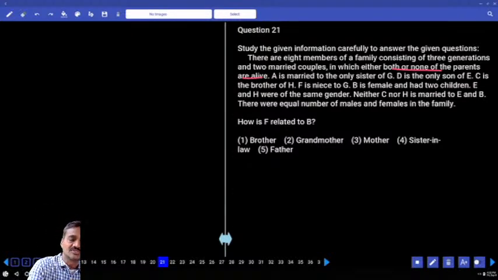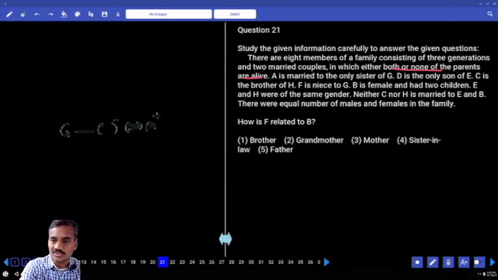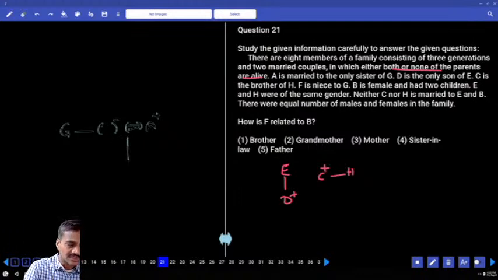A is married to the only sister of G. G has a sister, and A is married to that person. D is the only son of E. C is the brother of H. F is the niece of G.